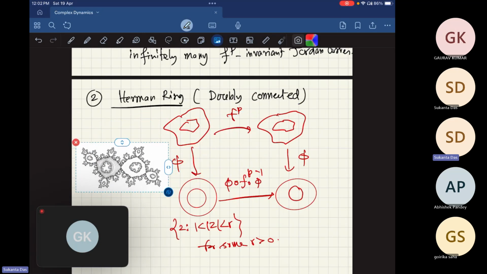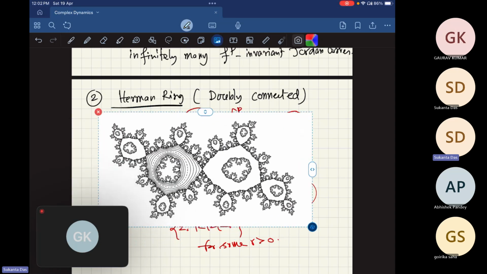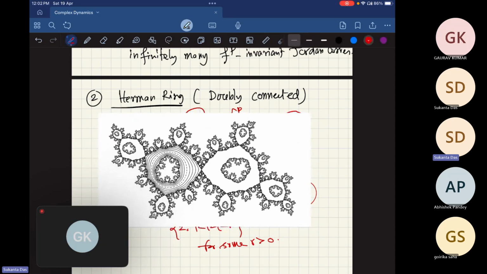But the construction of Herman rings is not so easy. As you can see here, the structure is like this, where you will have doubly connected Fatou components. Everywhere you can see the same kind of structure.